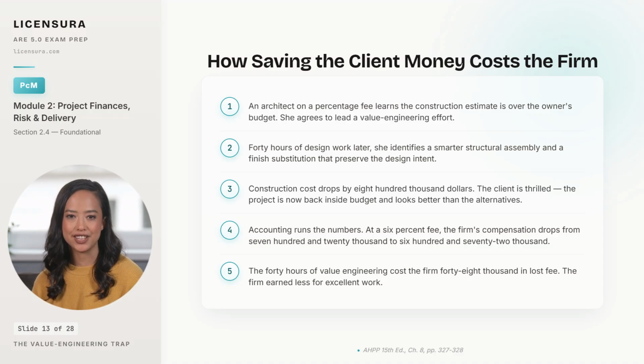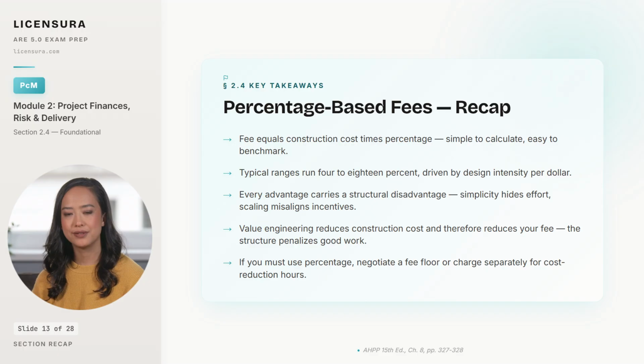The fixes exist. Negotiate a floor on the fee, charge separately for value engineering hours, use a hybrid structure with a fixed component. But none of those fixes happen automatically. You have to write them into the agreement before you do the work. Let me close with what you need to carry forward about when percentage fees fit and when they bite. 5 things to walk away with.